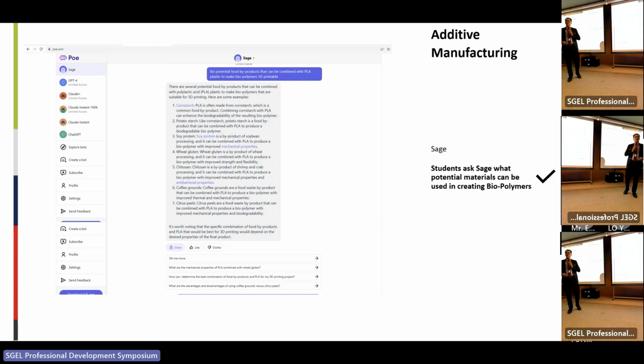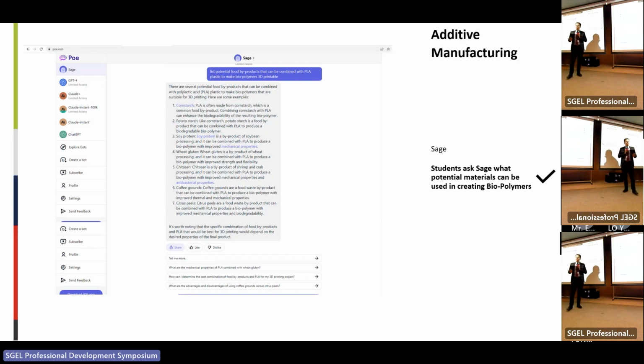The proviso for the whole afternoon and morning has been that you do need to fact check all the AI outputs, because it may give you information that may not be right or correct. But it's a great starting point. Here they say you could incorporate cornstarch with PLA plastic, or you could use soy protein, Cheeto sand, or coffee grounds.